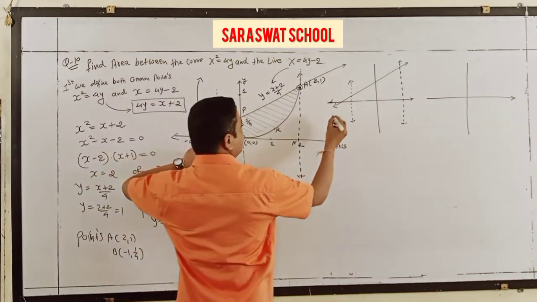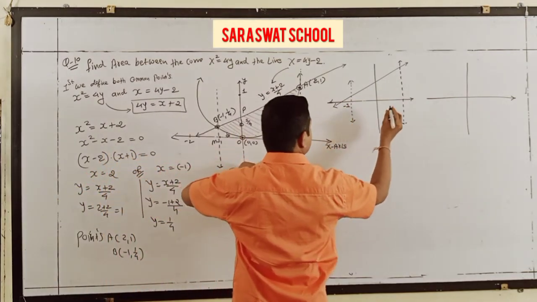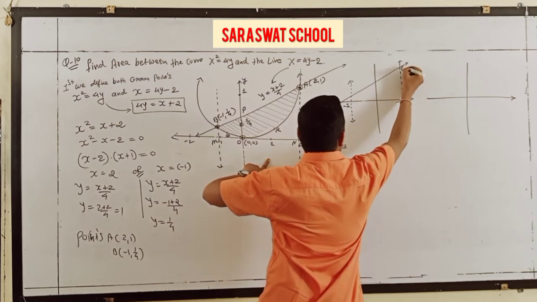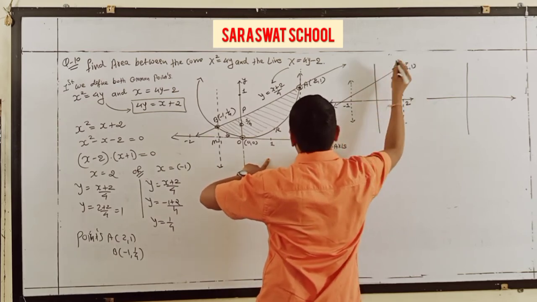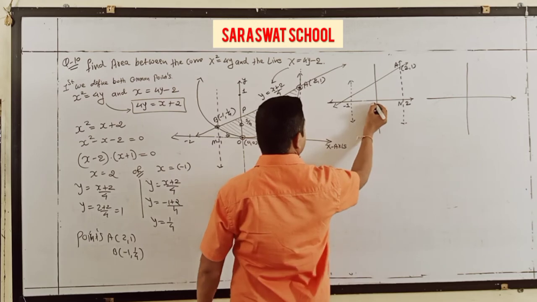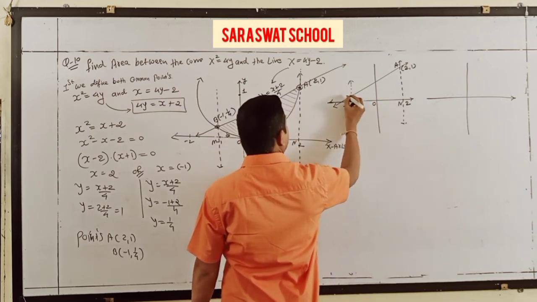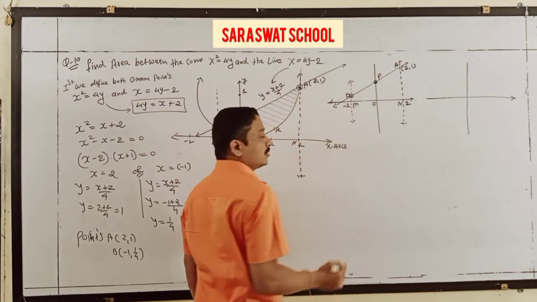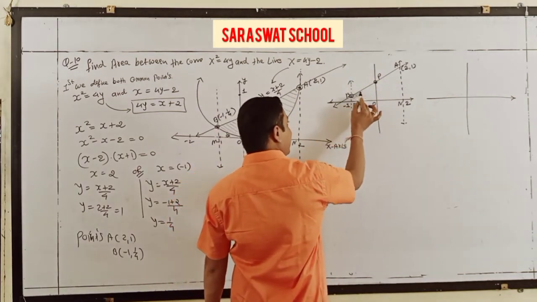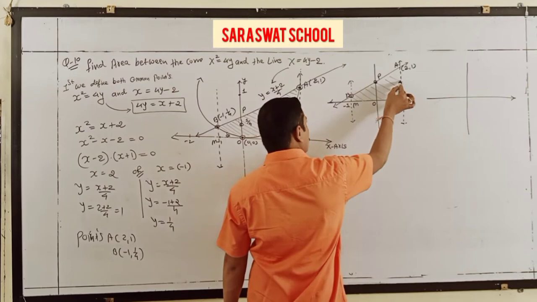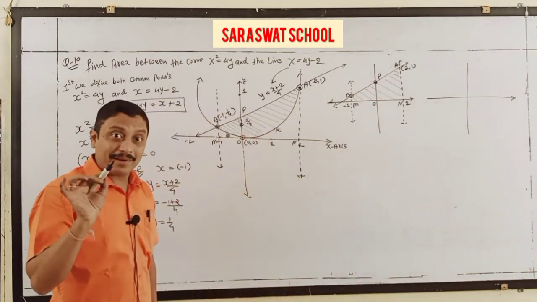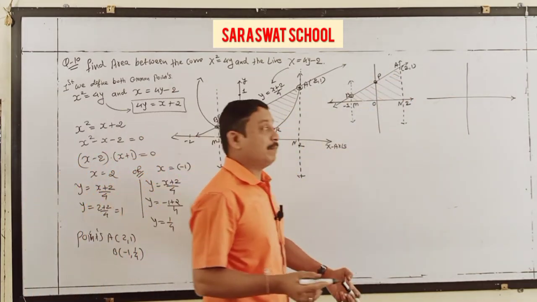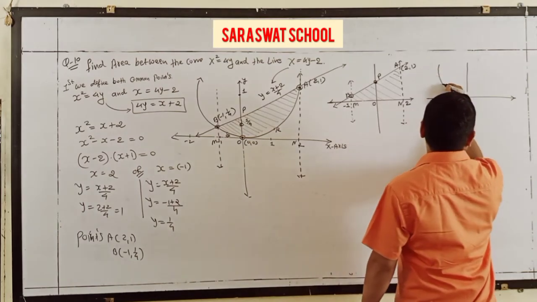Here minus 1 and here 2. That is the point (2, 1). Point A, N, O, M, B, and here P. This region, if I calculate, minus. Now only draw our parabolic curve. This is your parabolic curve, students.